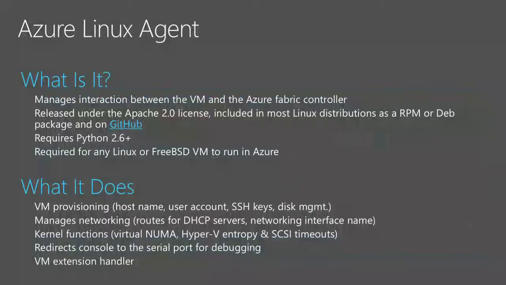The next topic I want to introduce is the Linux agent. You're going to hear a lot about it in the next 20 minutes, because that's a key piece we use that actually interacts between your VM image and our Windows Azure Fabric. It's a Python-based package, under Apache license 2.0, and it's open sourced. You can get it from GitHub, and it's just a standard Linux package.